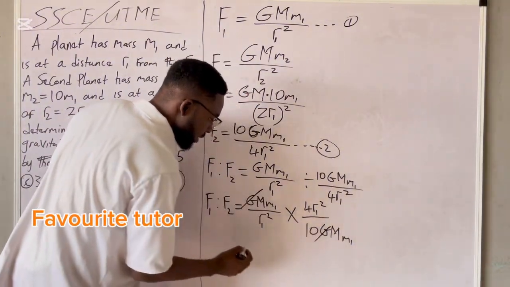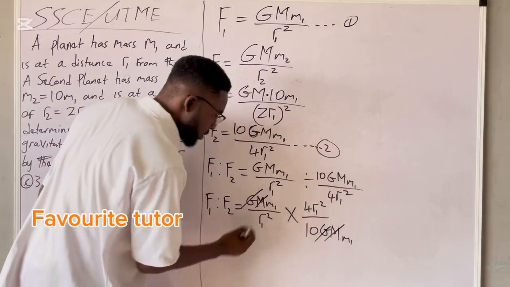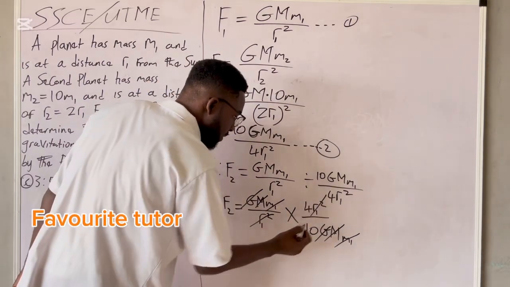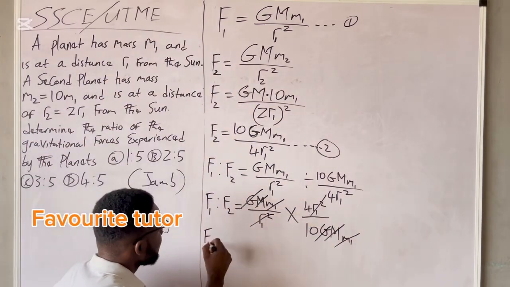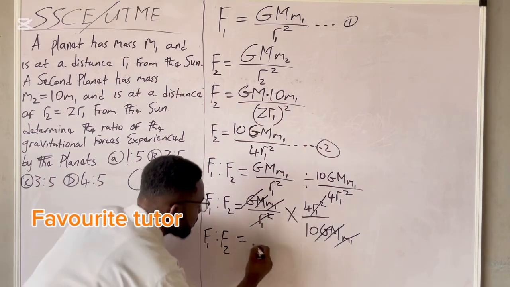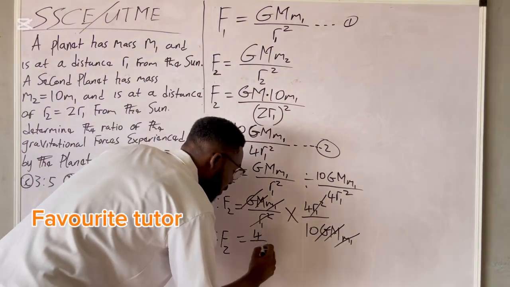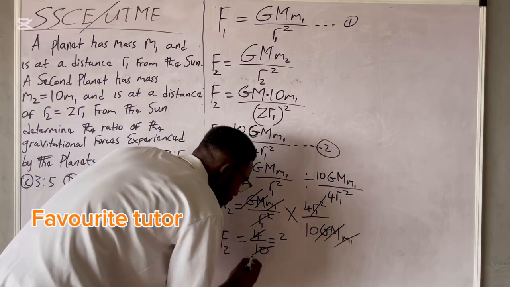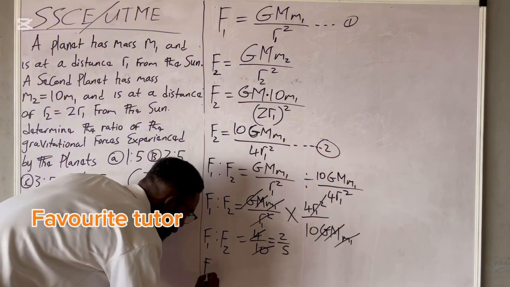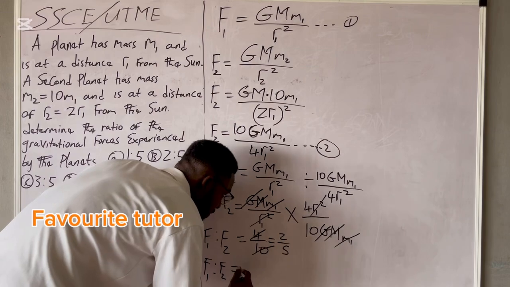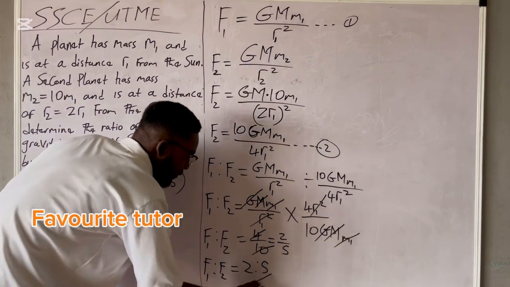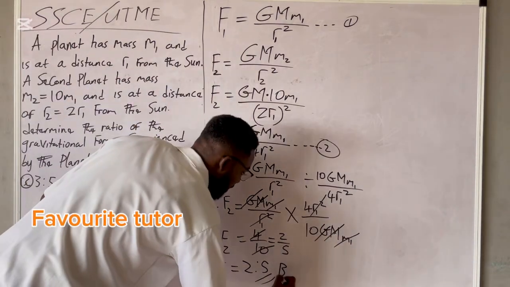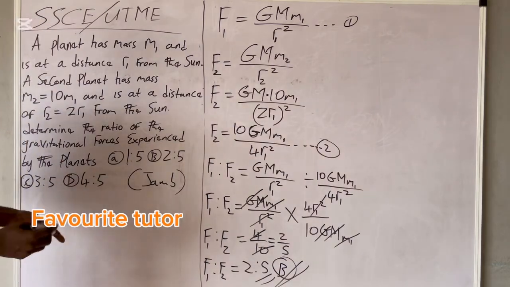Alright, we just do a normal cancellation. The gravitational constant, the mass of the Sun, and m1 cancel out. The distances are the same, so they cancel out. So therefore, what is left is 4 over 10. So I can say 2 going into 4 is 2, 2 going into 10 is 5. So the ratio of their forces is equal to 2:5. So that's the answer. It's an objective question and the answer is B. It's a JAMB question.